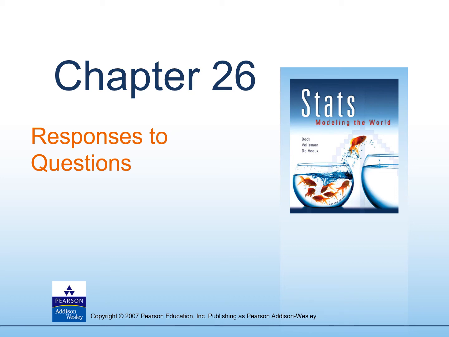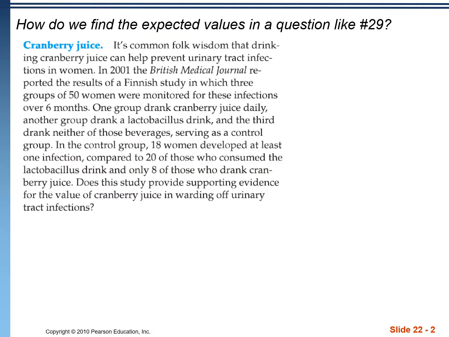I was getting some similar questions from different people, so rather than respond to the same thing over and over individually, I decided to put these responses into a video. So first off, how do we find the expected values in a question like number 29?